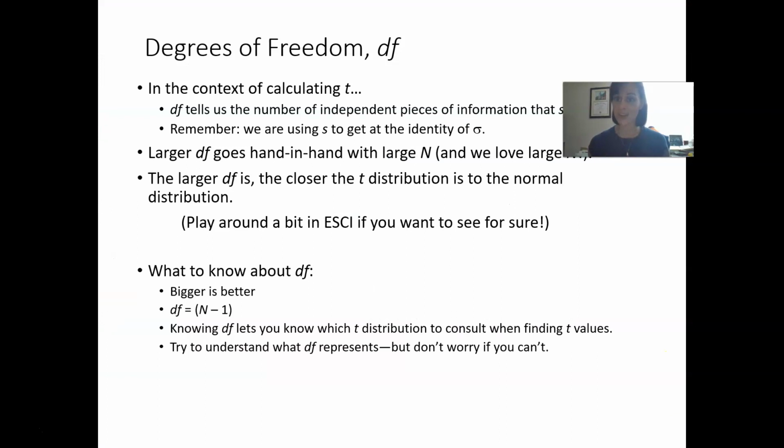So here's what you need to know about degrees of freedom. In general, bigger is better. Our degrees of freedom is calculated as the number of participants in our sample minus 1. And knowing your degrees of freedom is going to help you figure out which t distribution you need when you're trying to find that critical t statistic, that value you need. Try to understand what degrees of freedom represent, but it's okay if you don't. Sometimes it takes running through it and thinking about it more than once to be able to understand what it means.